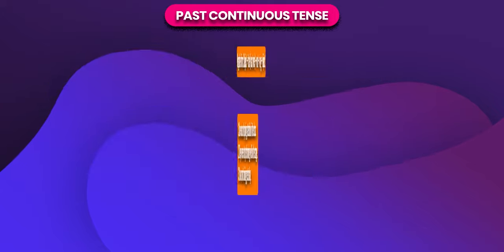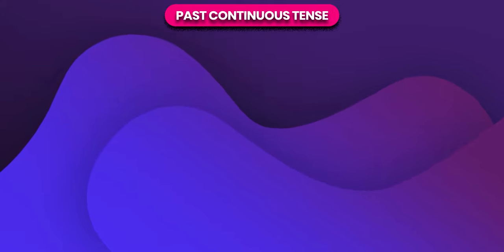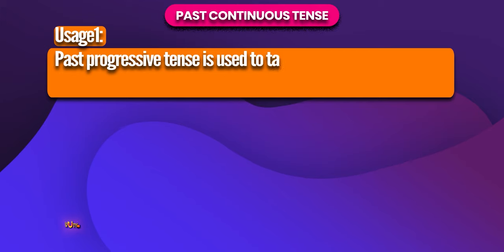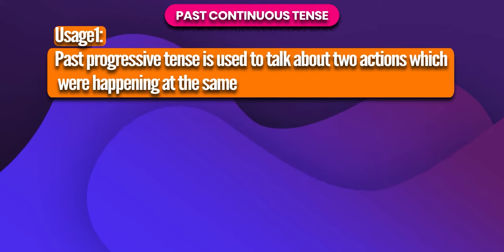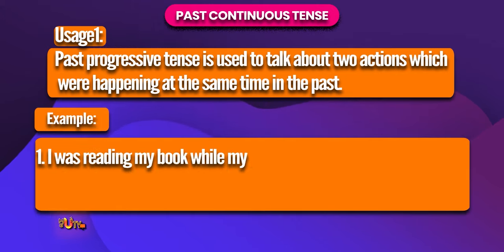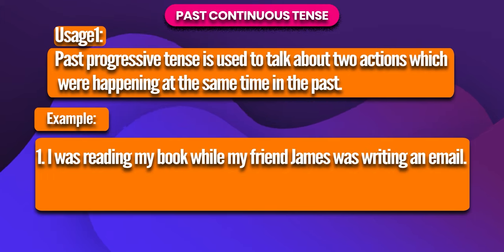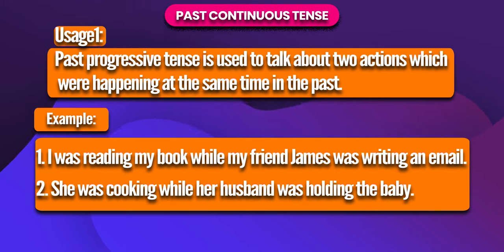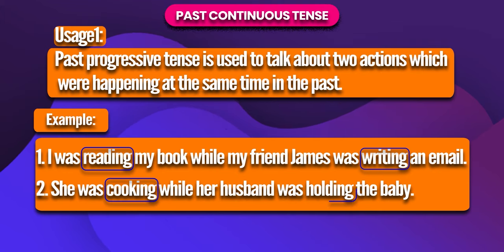Now that we already know about the structure, let's move forward and learn the usage of past continuous tense. Past progressive tense is used to talk about two actions which were happening at the same time in the past. For instance, I was reading my book while my friend James was writing an email. She was cooking while her husband was holding the baby. In the first sentence, reading and writing are both two actions happening at the same time. Similarly, in the second sentence, cooking and holding the baby are happening simultaneously.